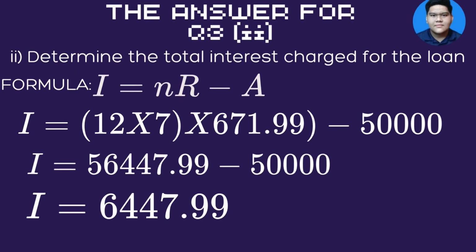For the answer for question 3, second one, determine the total interest charge for the loan. We need to use the formula I equals nR minus A. I equals open bracket 12 times 7 closing bracket times 671.99 closing bracket minus 50,000. After multiplying, we get I equals 56,447.99 minus 50,000, and the final answer is I equals 6,447.99. That's the total interest charge.